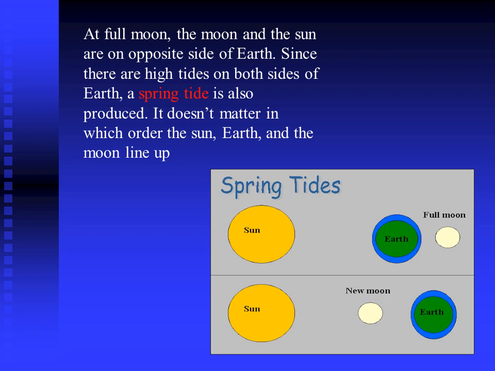It doesn't matter in which order the sun, earth and moon line up. Whether sun, earth and moon line up, or moon, earth and sun, there will be a spring tide. But when they form a right angle, you can see that time a neap tide.